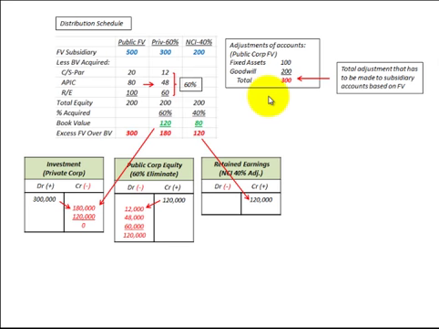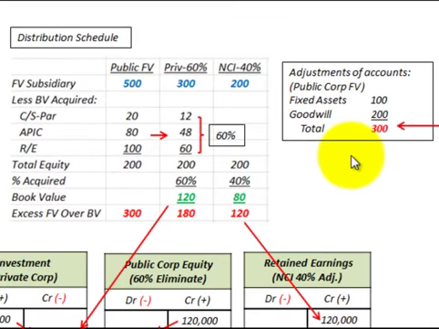All right, looking at the journal entries here that would have to be made in this consolidation. First, looking at our adjustment to our accounts here, the public corporation would have to have its accounts adjusted up to its fair value, and the only changes here were the fixed assets would have to be increased by $100,000, and then we'd also have to include the goodwill here of $200,000. So our total adjustments would have to be $300,000 in this case, and that matches our distribution schedule here for the excess of the fair value over the book value of $300,000.